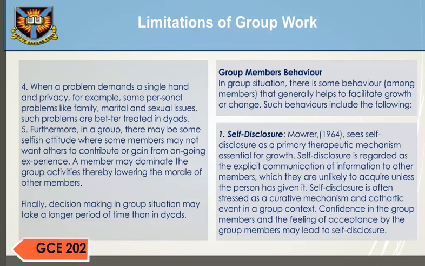Mora, 1964, sees self-disclosure as a primary therapeutic mechanism essential for growth. Self-disclosure is regarded as the explicit communication of information to other members which they are unlikely to acquire unless the person has given it. Self-disclosure is often stressed as a curative mechanism and cathartic event in a group context. Confidence in the group members and the feeling of acceptance by the group members may lead to self-disclosure.